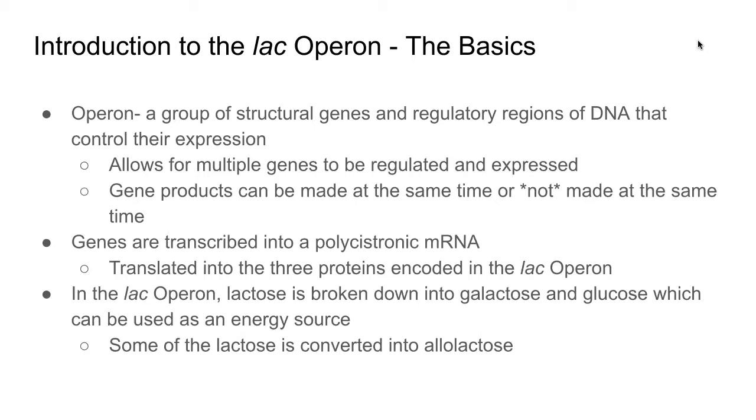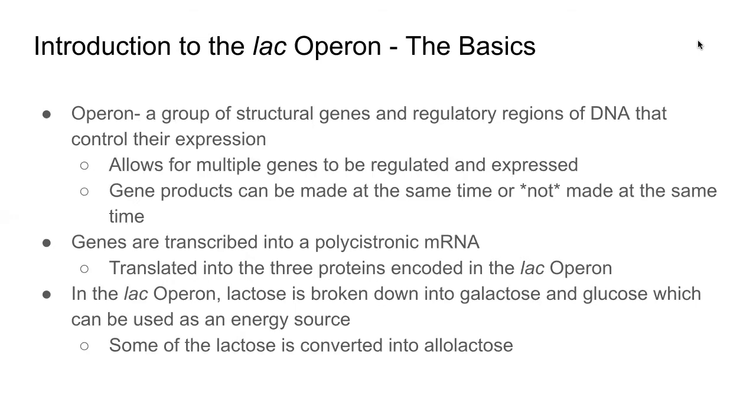One benefit of operons is that they allow multiple genes to be made at the same time or to not be made at the same time. The genes of operons are transcribed into polycistronic mRNA. This may be a familiar term to you, but to review, polycistronic mRNA encodes multiple genes on one strand.